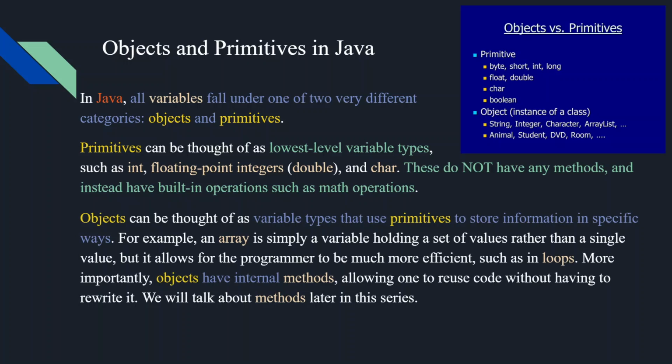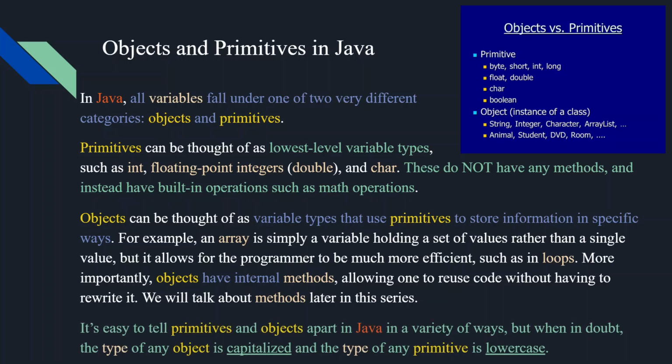Objects, on the other hand, are much more versatile than primitives. They can be thought of as variable types that use primitives to store information in specific ways. For example, arrays are a set of values rather than a single value, which allows for more efficient programming in many cases, such as when using loops. More importantly, objects have internal methods, which allows programmers to reuse often lengthy and complex code, as well as allowing the use of operations programmers would not have access to otherwise. We will talk about methods later in this series as they are very important to programming in Java, but we need to cover some other topics first.